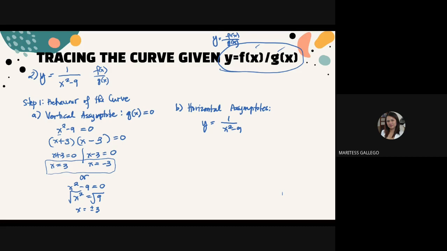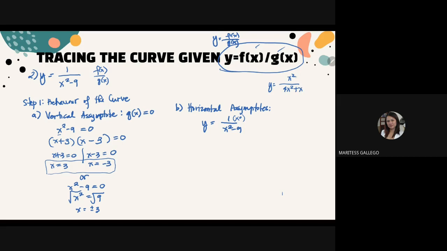Ano yung highest exponent? Sa numerator, ha? Hindi sa denominator. It's 0. That's correct. Because this is actually x raised to 0. Tama? Pero hindi na natin nilalagay yung x raised to 0. Then what will you do? You divide x raised to 0 to all the terms in your function. So, halimbawa, binigyan kayo ng y is equal to x squared over 4x squared plus x. Ganyan.